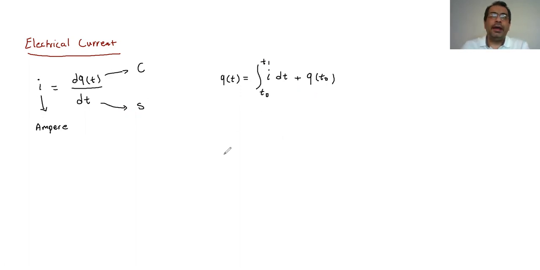If I said I have 2 gallons of water pass through the pipe every second, and I want to know how much water passed through the pipe in, for example, 10 seconds, what would you do? You just say, okay, every second there's 2 gallons, then I have 10 seconds, it's going to be 2 times 10. So I have in total 20 gallons of water after 10 seconds. This is exactly what this equation says.